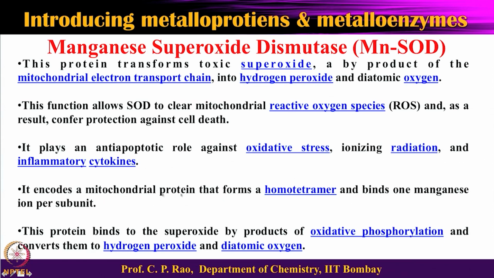This enzyme encodes the mitochondrial protein, and it forms a homotetramer and binds one manganese per subunit. There are 4 manganese for the total protein, and this protein binds the superoxide, of course, produced by the oxidative phosphorylation, and converts the superoxide into the hydrogen peroxide, as we have seen already, and the dioxygen O2. Okay. So, that means partly it is converting the harmful O2 minus to O2 which is harmless, and H2O2 which is partially harmful. That we will see in a while.